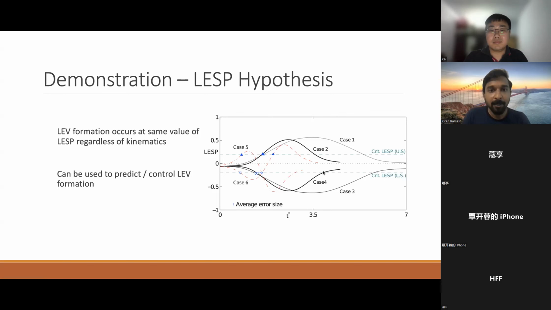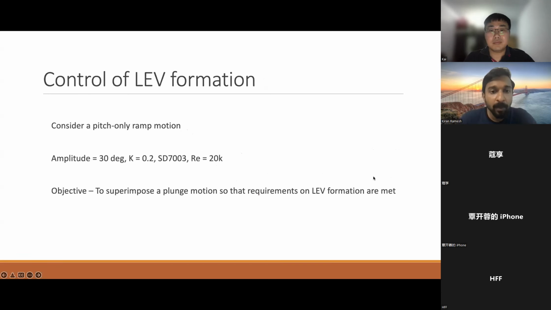So next we show a demonstration of how we can control leading edge vortex formation using this LESP parameter that we just demonstrated. So let's consider a pitch only ramp motion. So amplitude of 30 degrees. So we have an airfoil that pitches from 0 degrees up to 30 degrees at reduced frequency of 0.2. We are using an SD7003 airfoil and the Reynolds number is 20,000.